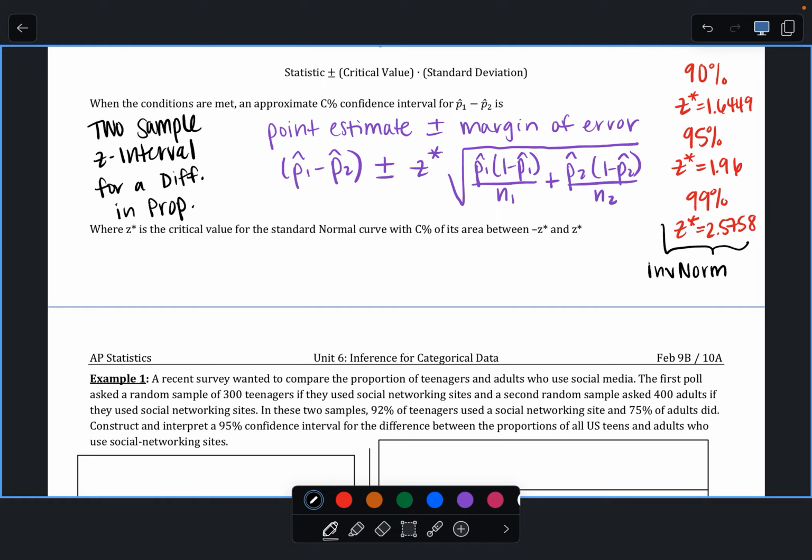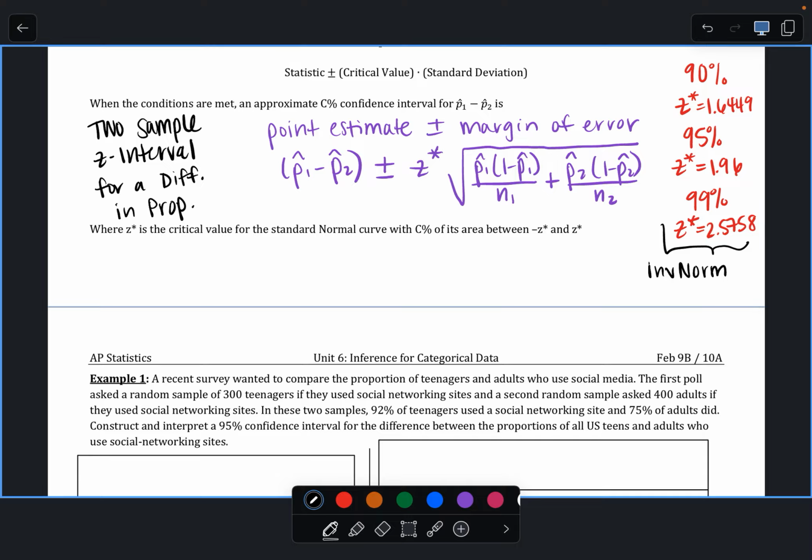It's good to know, but sometimes they'll ask like 80%. I don't know the 80% one, so I usually just use inverse norm to find that one. The only additional thing that I'll mention is, like what we did with one sample, you don't have to calculate standard deviation and mean and all of that separately.